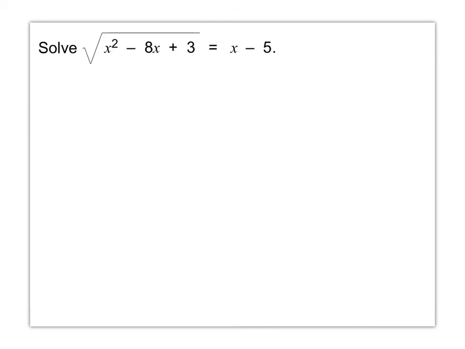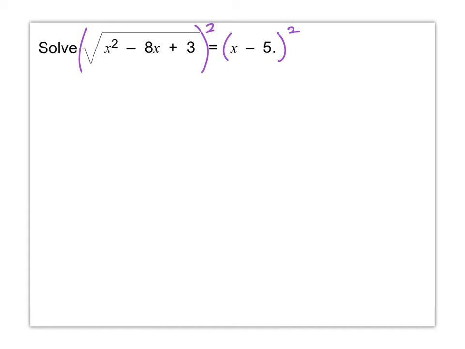Let's solve this equation. We have the square root of the quantity x squared minus 8x plus 3 on the left and x minus 5 on the right. The radical is already isolated on the left side, so we can use the power rule. Again, with the power rule, we're going to raise both sides to that power. In this case, since it's a square root, we raise it to the second power. You want to make sure you raise both sides to the second power.